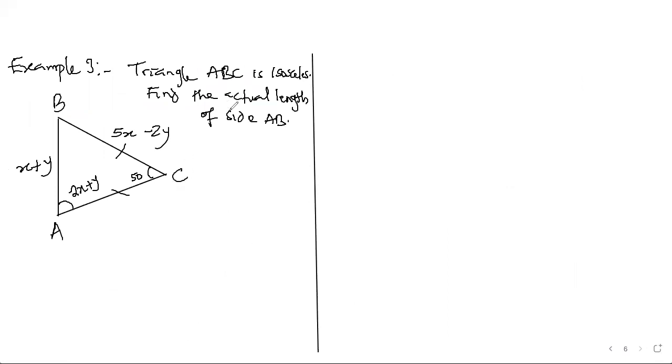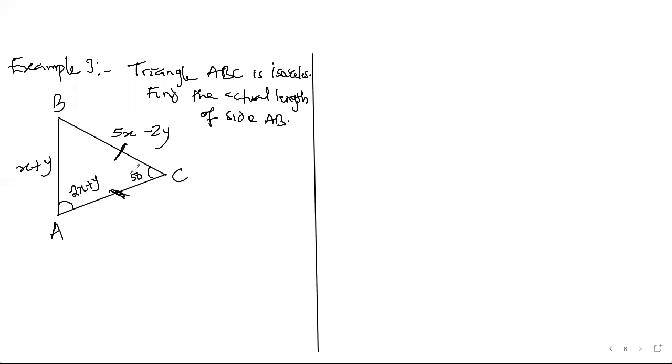Now you're told that triangle ABC is isosceles. And you know that condition. It means that this side is equal to this side, BC equals AC, because we're told that this is equal to that. That's what those lines tell you. Then you have to find the actual side AB. For us to be able to find AB, we need to know what X is and what Y is.